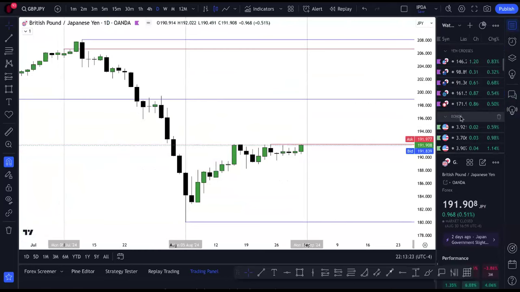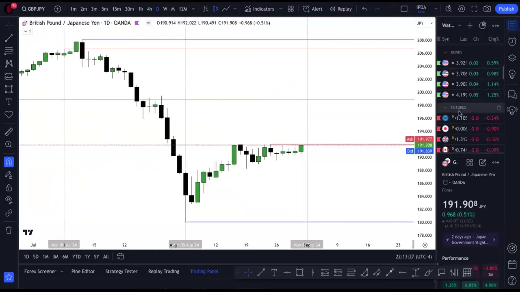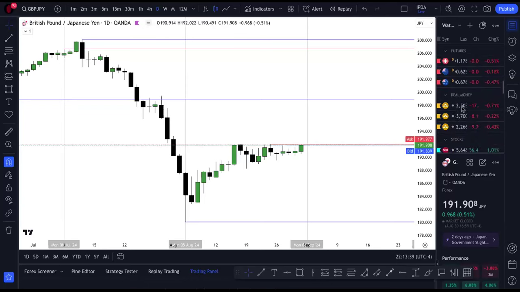I'm very organized. Bond yields. Like to look at the bond yields too. The futures, right? Euro, yen, British pound, CAD, Swiss franc. Who is this? We got Aussie, New Zealand, similar flags. Real money. We got gold versus US dollar.